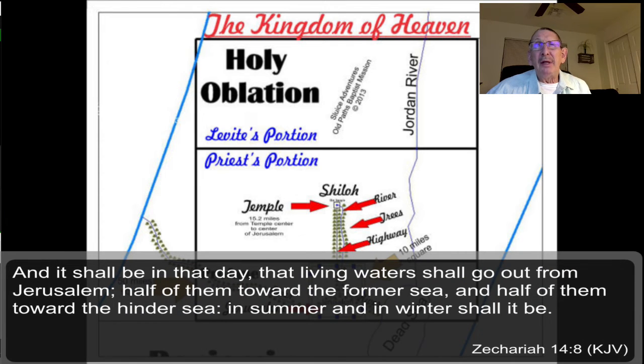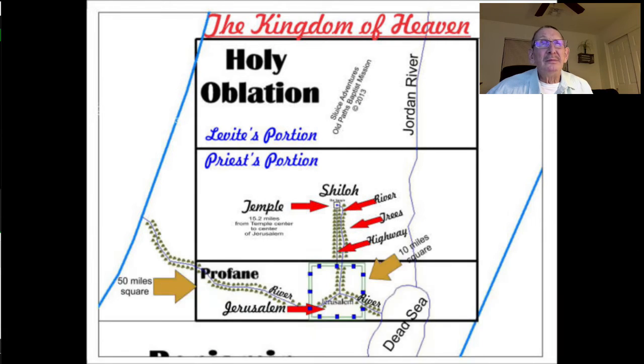And it shall be in that day that the living waters shall go out from Jerusalem, half of them toward the former sea, which would be the Mediterranean over here, and half of them toward the hinder sea. In summer and winter shall it be. Actually, the hinder sea is the Mediterranean, and the former sea is the Dead Sea. So you can see, to satisfy Zechariah, you couldn't have the temple inside Jerusalem, because in the temple, the river only goes out one side to the east. Another clue that helps us to see that the temple is not co-located in Jerusalem.